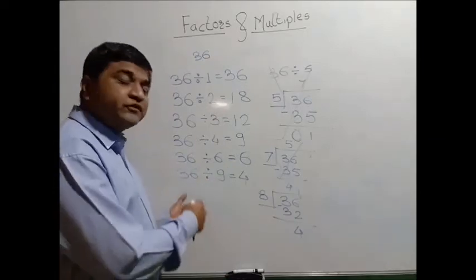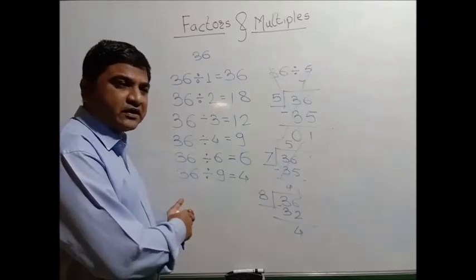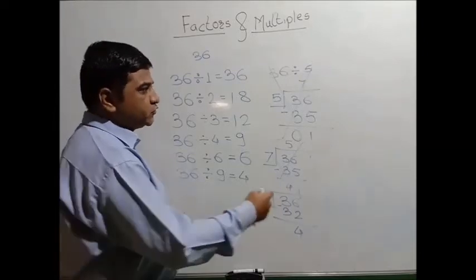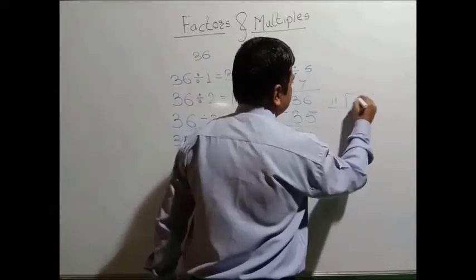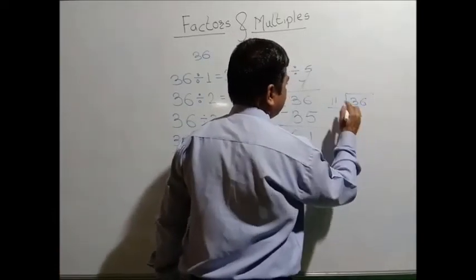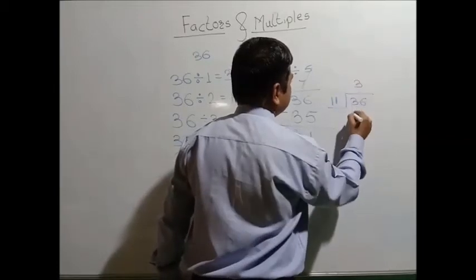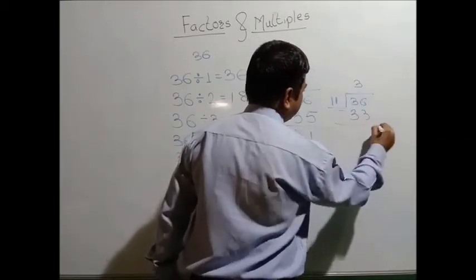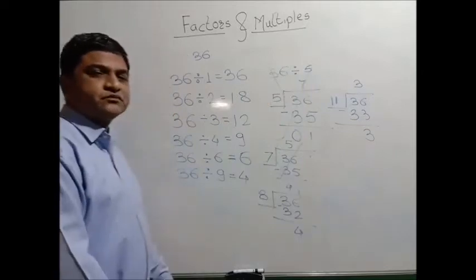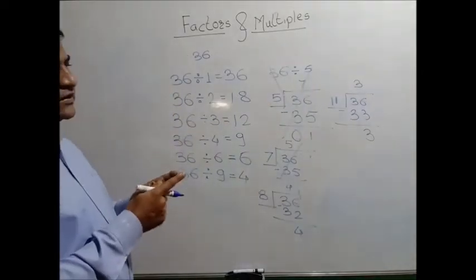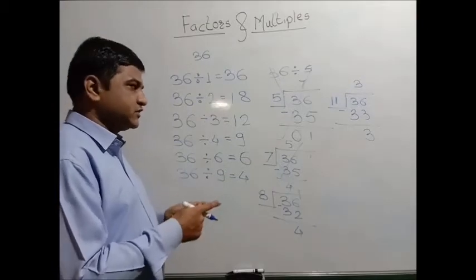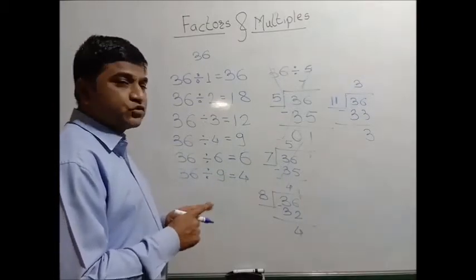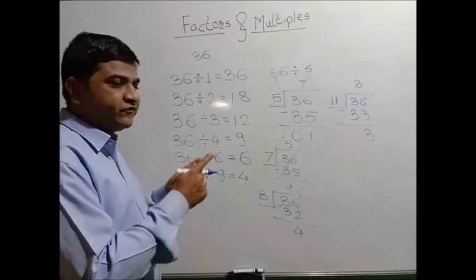Well, we will try to divide 36 by 11. So for doing this, I am going to divide 36 by 11. 11 3s are 33 and we get a remainder of 3. So 11 is not an exact or perfect divisor of 36, and we cannot include that in the factors.